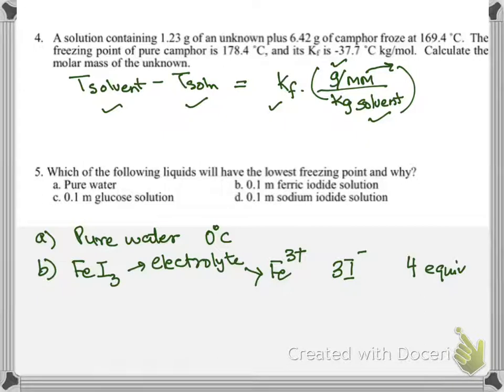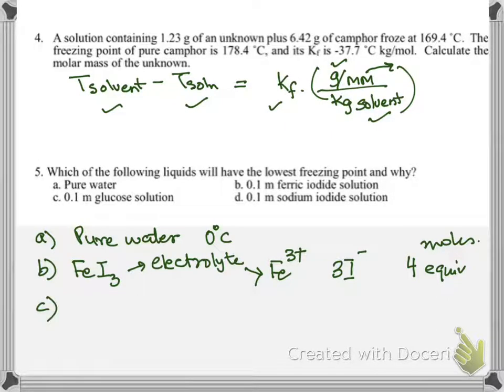Remember, colligative properties do not depend on the identity of the compound. They depend on the concentration. They depend on how much you are adding. So let's say you are adding 1 mole of ferric iodide in the pure solvent, you are basically adding 4 moles of something, because 1 mole of ferric ion and 3 moles of iodide ions. So here let's assume 1 molar, so you are basically adding total 4 moles. 1 mole of ferric ion, 3 moles of iodide ions.